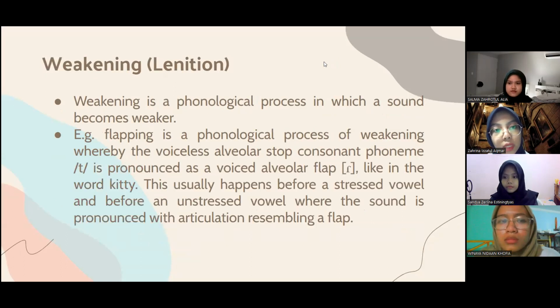And the next one is weakening or lenition. Weakening is a phonological process in which a sound becomes weaker. For example, flapping is a phonological process of weakening whereby the voiceless alveolar stop consonant phoneme t is pronounced as a voiced alveolar flap, like in the word kitty. This usually happens before an unstressed vowel and after a stressed vowel, where the sound is pronounced with articulation resembling a flap.